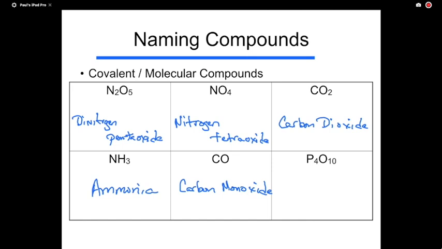The last one. Tetra, phosphorus, and then decaoxide. All right.